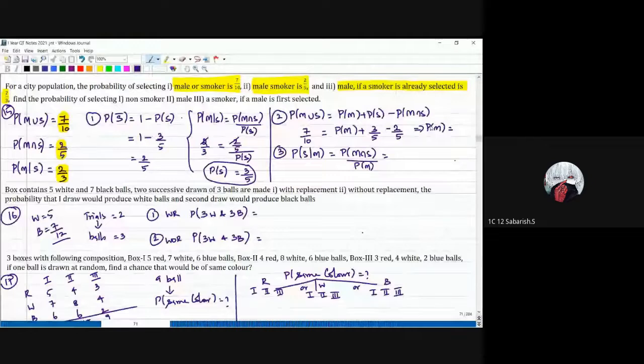1/2, sir. Okay, it is 1 by 2. What is the last case? S given M. You want to find the probability of smoker given they are male. M intersection S by P of M. What is M intersection S? 2 by 5 divided by, what is P of M? P of M just now we found 1 by 2. If you revert, you will get 4 by 5. Is it clear? Yes, sir.